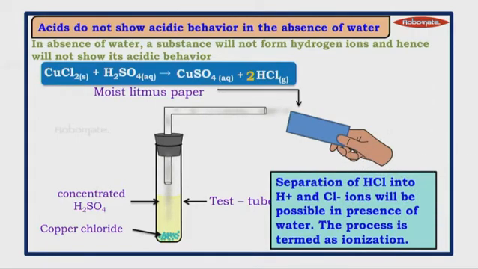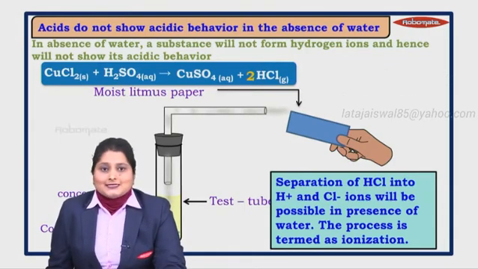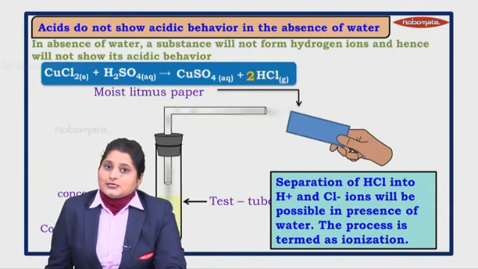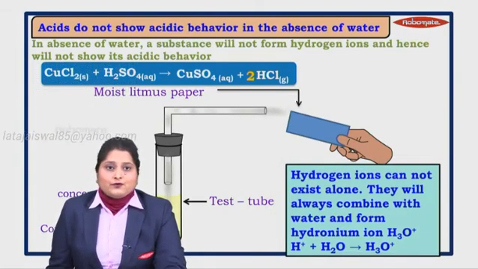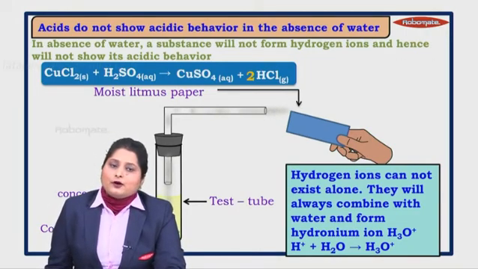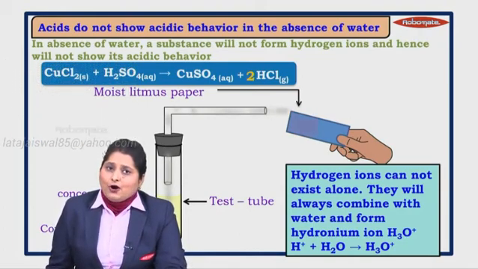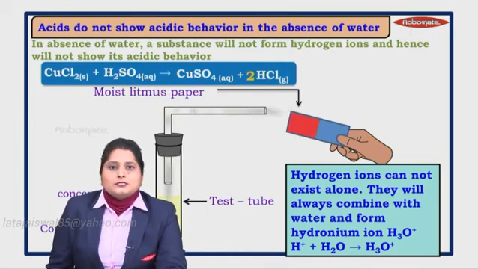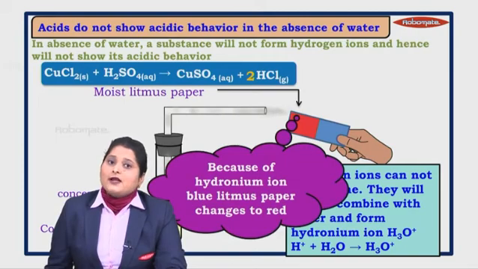Now what happens due to water? Separation of HCl will take place, because we have learned it is possible only in water, into H+ and Cl-. And this process is called ionization. Now these hydrogen ions, we have learned before, are not stable. They can't exist alone. So they always combine with water to form H3O+, which is called the hydronium ion. So the hydronium ion is formed and this hydronium ion is responsible for changing the color of blue litmus into red. So because of the hydronium ion, blue litmus paper changes to red.